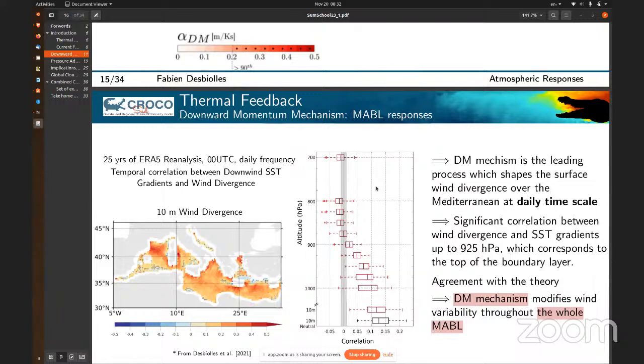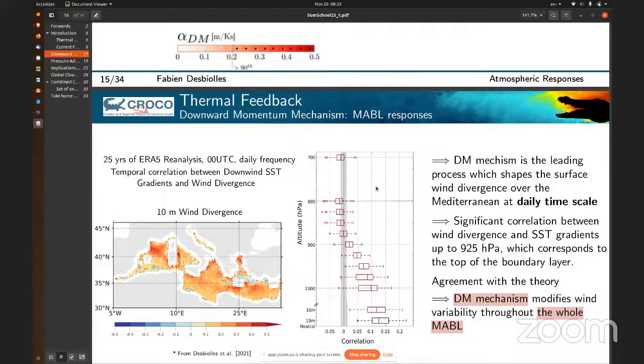And here I propose you to do the same exercise that we did at the beginning, which is the correlation. Positive correlation means that the SST acts on the atmosphere. I did that over the Mediterranean at different heights in the bubble. What we see is that we have significant correlation up to 925 hectopascal, which in that area is more or less on average the height of the bubble. So we have positive correlation between SST and wind all over the bubble height.